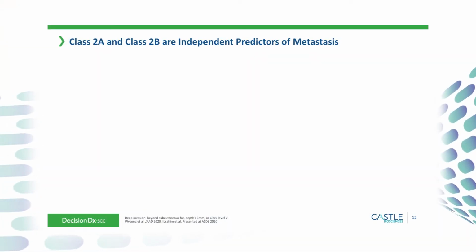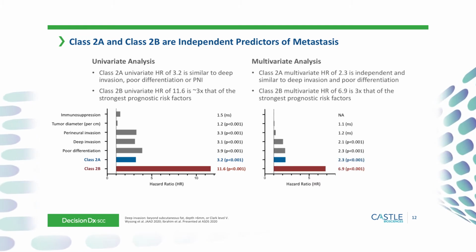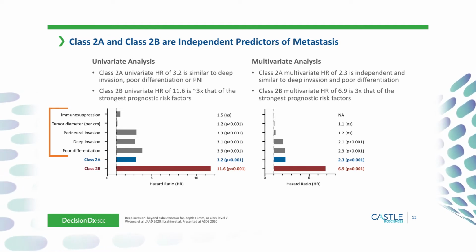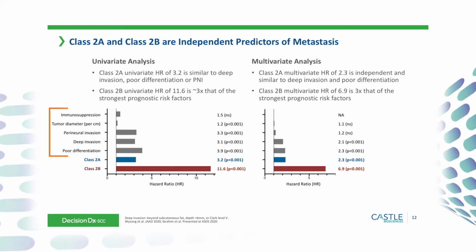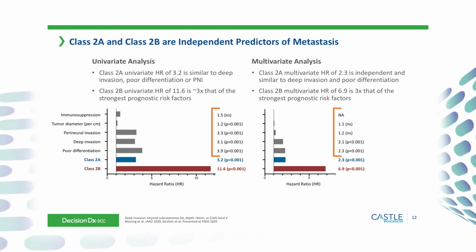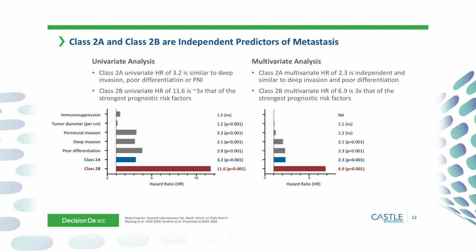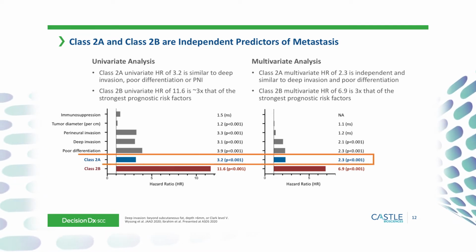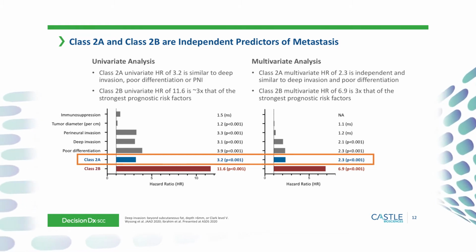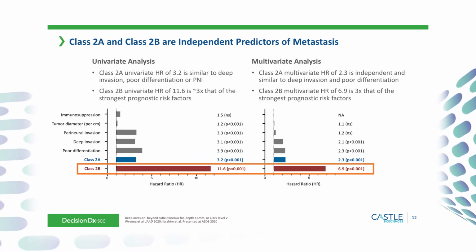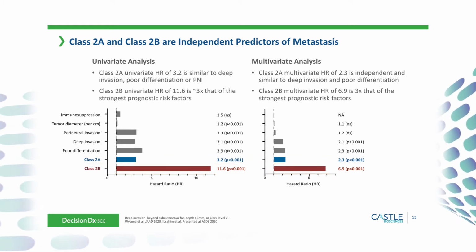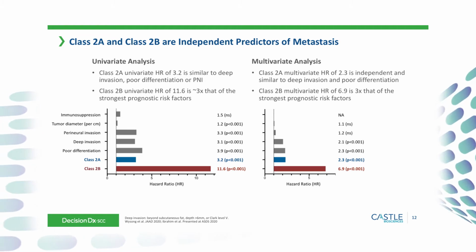And this is kind of diving a little bit deeper into the univariate and multivariate analyses. So you see some of the traditional risk factors: immunosuppression, tumor diameter, perineural invasion, deep invasion, poor differentiation. Those are known factors that are associated with increased risk. You see their p-value, but then you also see now independently and in a multivariate analysis, you see that a class 2A result has an independent hazard ratio that increases the known risk. And if they're a class 2B, that is the strongest prognostic risk, 6.9 hazard ratio relative to not having that. So again, very independently prognostic for the risk of metastasis.